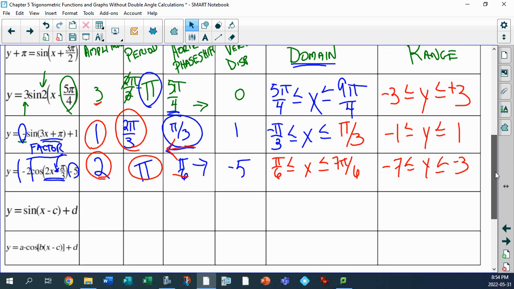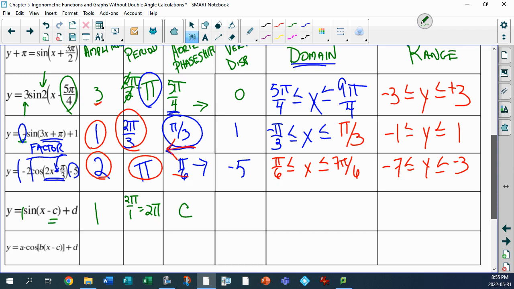Let me clean this up. Oh, no, I can do it from here. I can still see it. Let's go. Let's see if we can do these faster. Here we go. Amplitude, 1. Period. 2 pi over 1. 2 pi. Okay. Horizontal phase shift. Obviously, going to be C. The vertical displacement. That's obviously going to be D. So you're going to start on C. Okay, there's your X. And since it's going to be increased by 2 pi, this is C plus 2 pi.